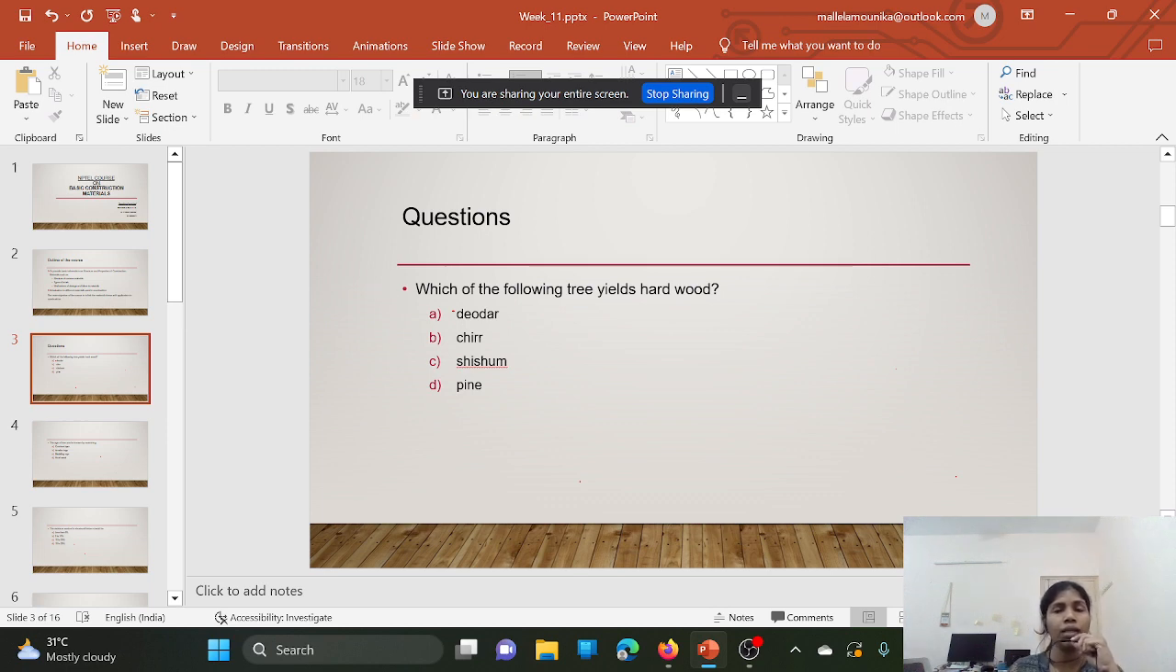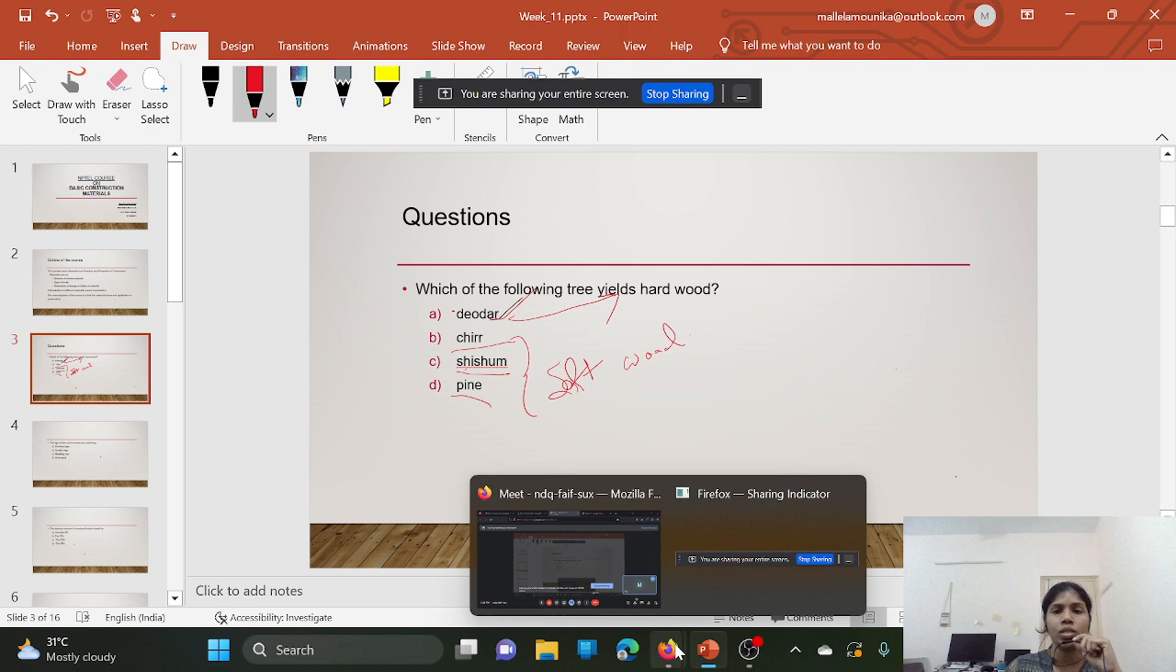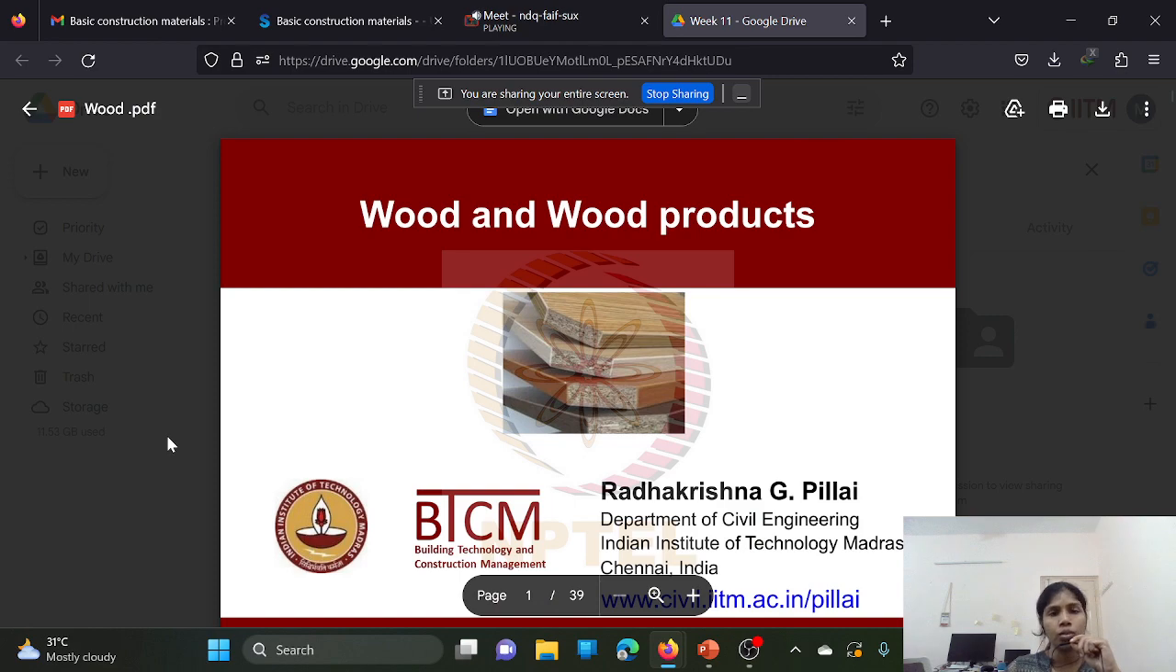So which of the following trees yields hardwood? In this case, the answer is deodar, because chir, sesame and pine all belong to the category of softwood. So deodar belongs to the category of hardwood. We will now look into the classification which is shown in the lecture material.